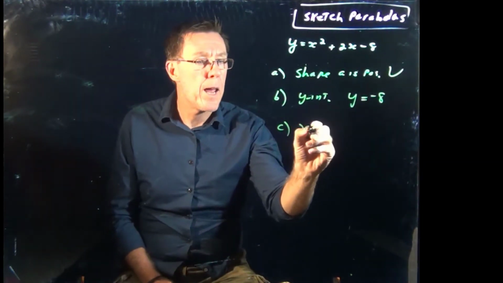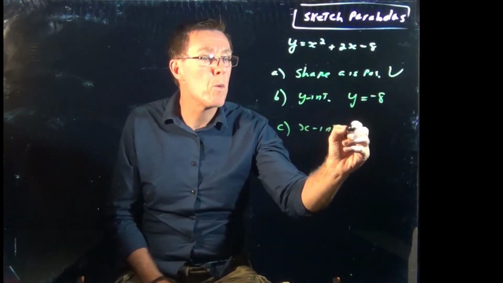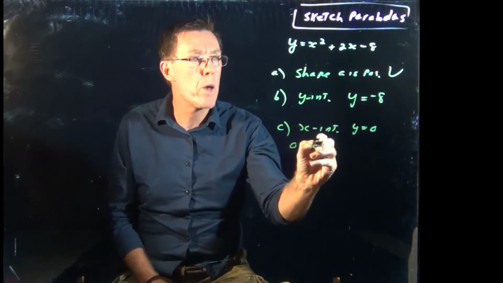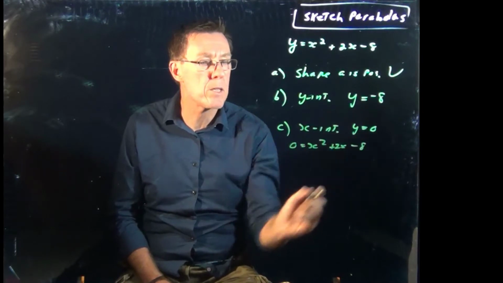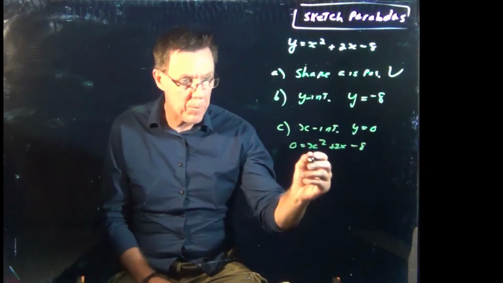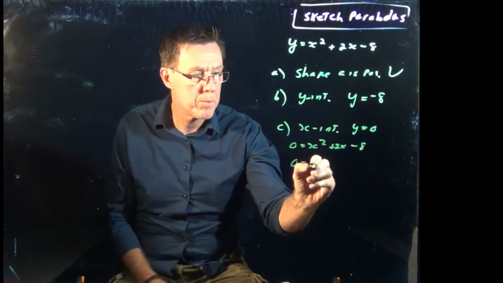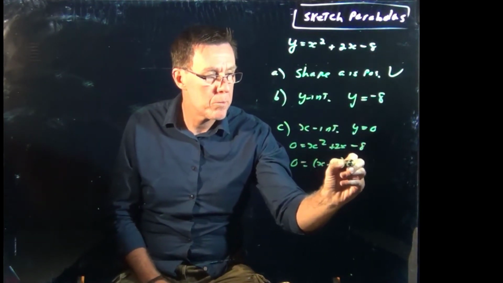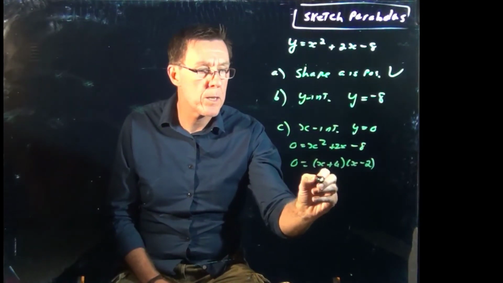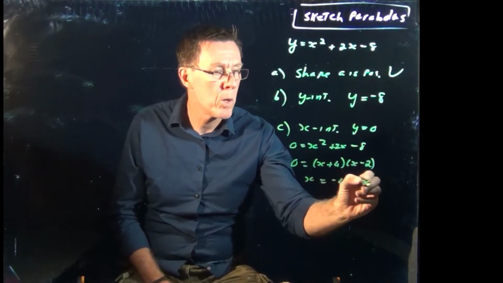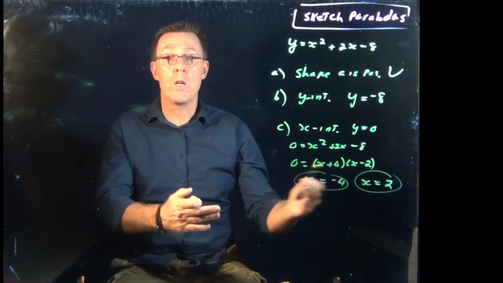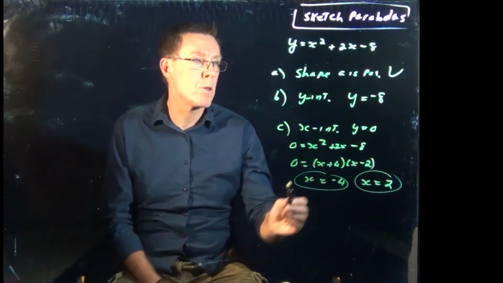C, x-intercepts, that happens when y is equal to 0. So we're going to have 0 is equal to x squared plus 2x minus 8. Factorise is probably the easiest one. That factorises nice and easily. Right, that's a factorising. So null factor law, x is equal to -4 or +2. So they're the x-intercepts. They're also known as the roots, where they cut the x-axis, the roots.